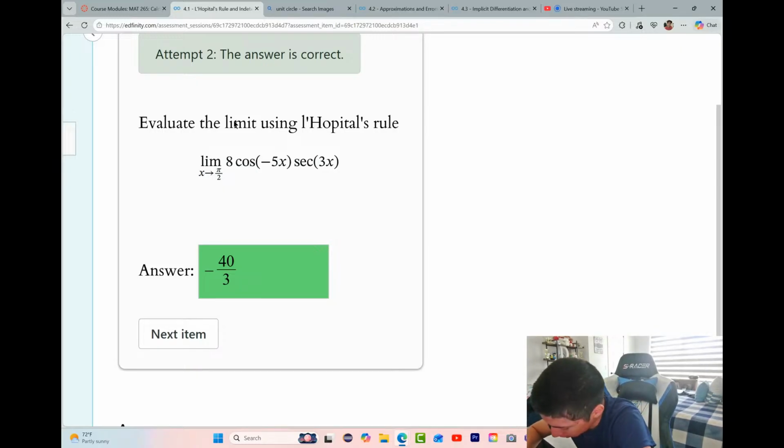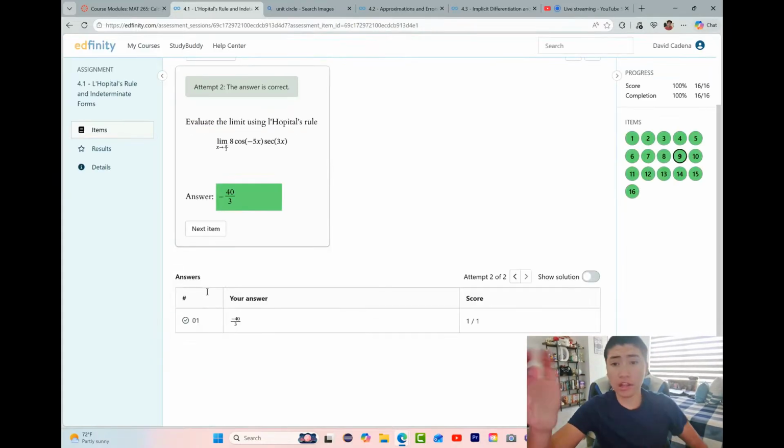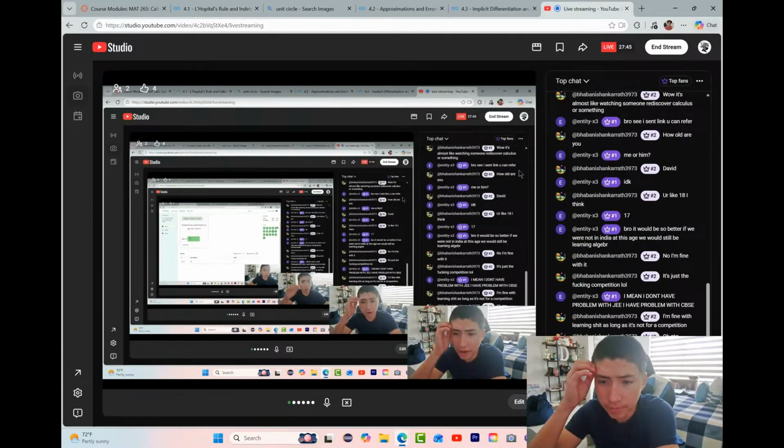So simplifying, we get 40 sine of negative 5x, all of that over negative 9. Whoa, sorry, that's not true. Negative 3 sine of 3x. And then plugging in pi over 2, we get negative 40 over sine of 3 pi halves. Yeah, that's going to be negative 1 as well. So we get 3. So perfect, exactly what I got. We're cooking, guys.